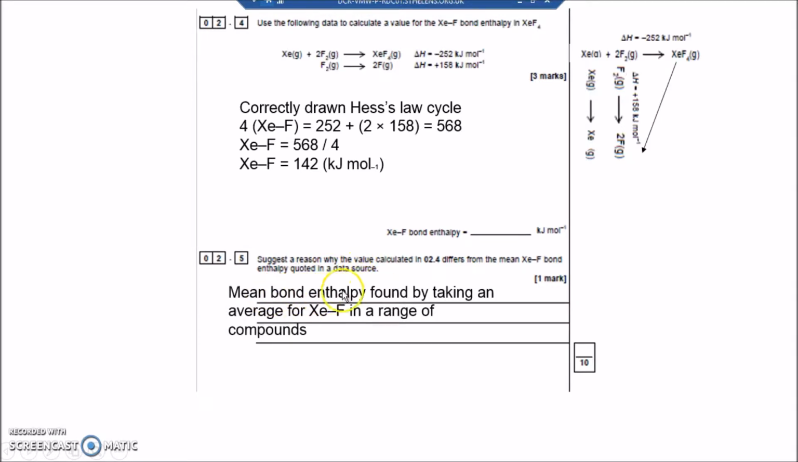It's because the mean bond enthalpy is found by taking an average of this in a range of compounds. So it might be Xe to F bond with other atoms bonded around it in another compound. In other words, the Xe to F bond changes depending on what else is bonded to it. So in this case, Xe to F has got 3 other Xe to F bonds around it, but it may not have. So we find the Xe to F bond from a range of compounds and take a mean. So in this case, it might be slightly different than the mean value when we've taken the average of the Xe to F bond enthalpy in other compounds into account as well.